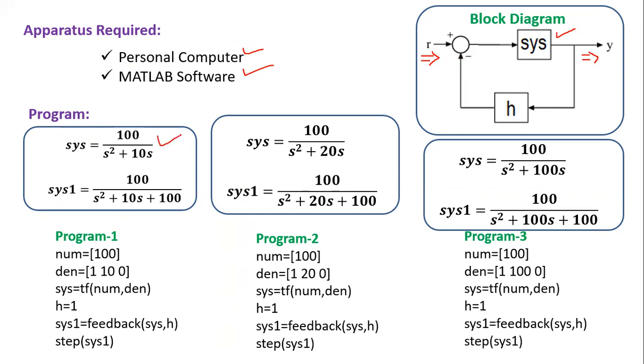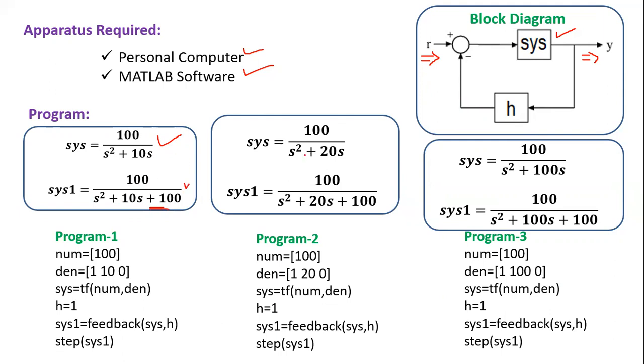So this is the open loop system. First case, we are taking 100 by s square plus 10s. 100 by s square plus 10s is the open loop system. If you convert that into the closed loop, that means if we add a unity feedback, then you are getting the closed loop system. That is 100 by s square plus 10s plus 100.